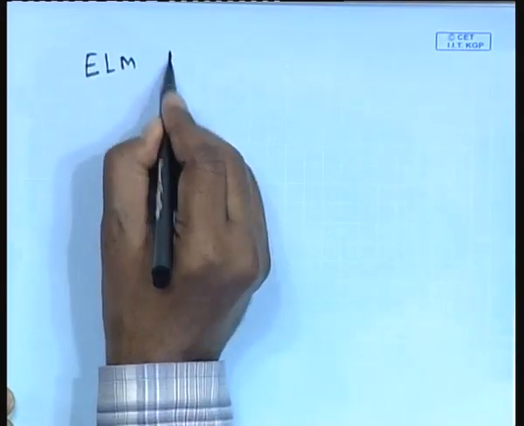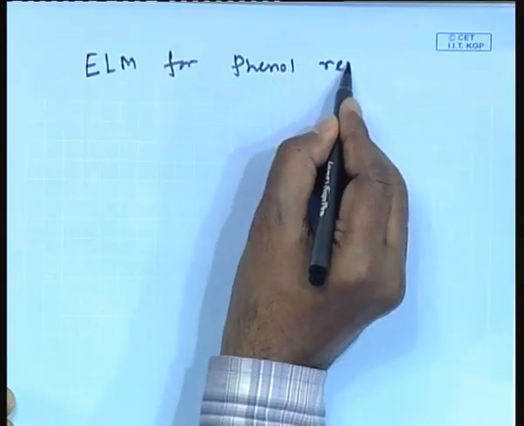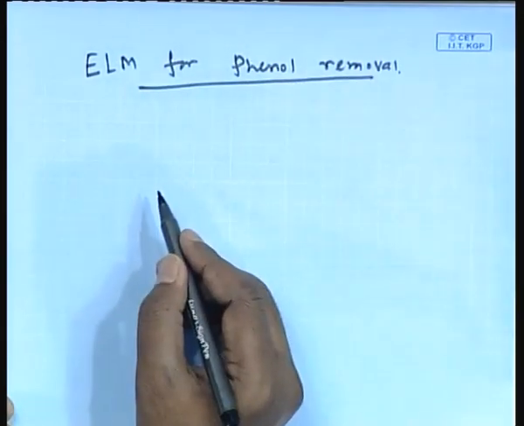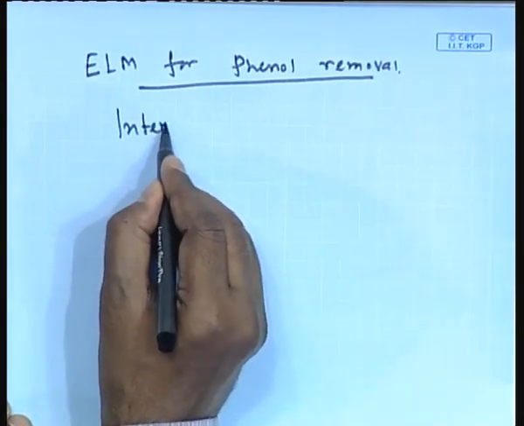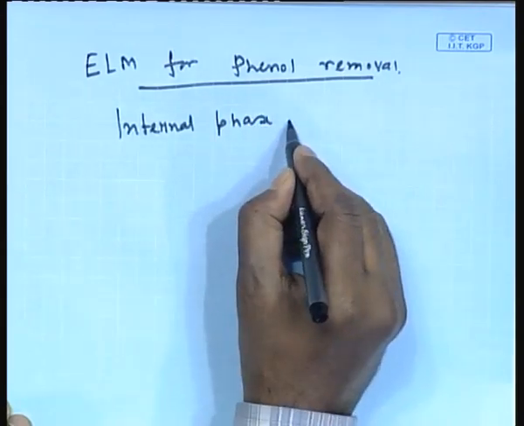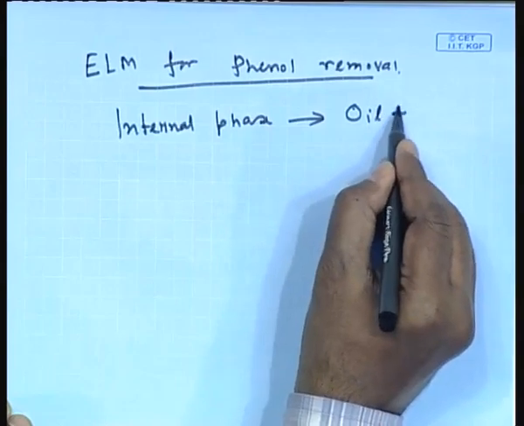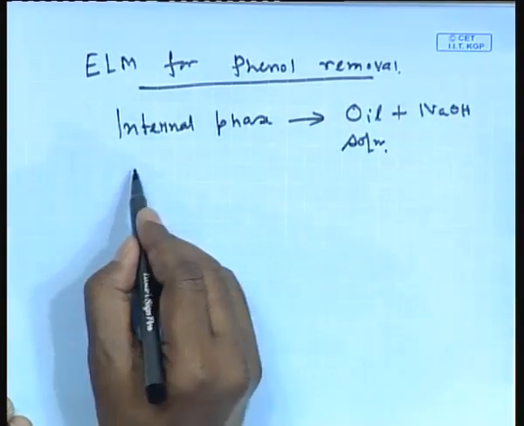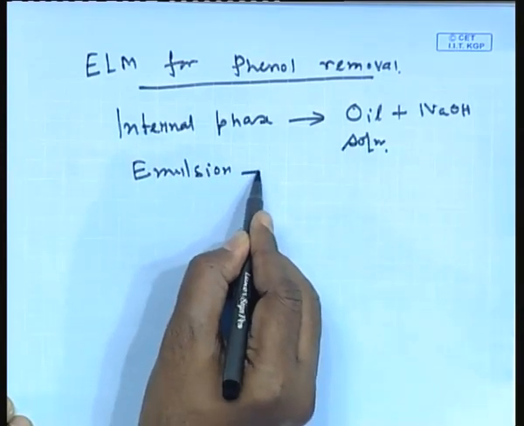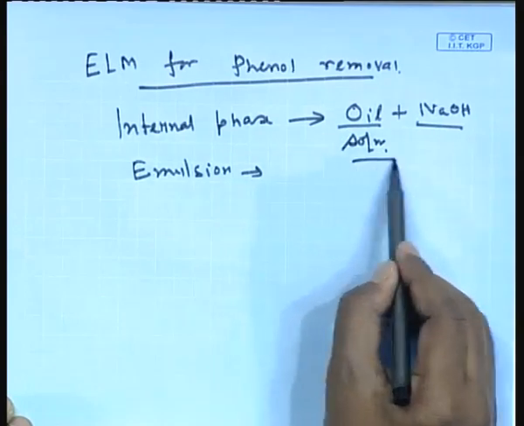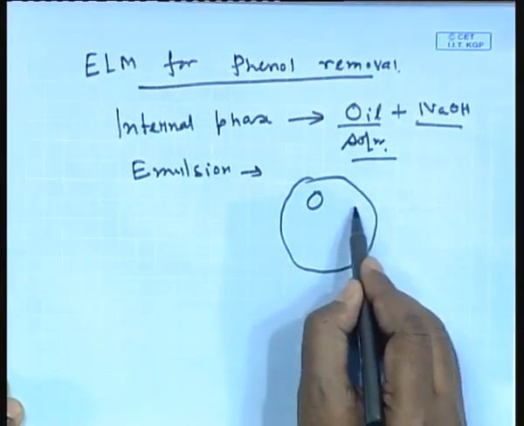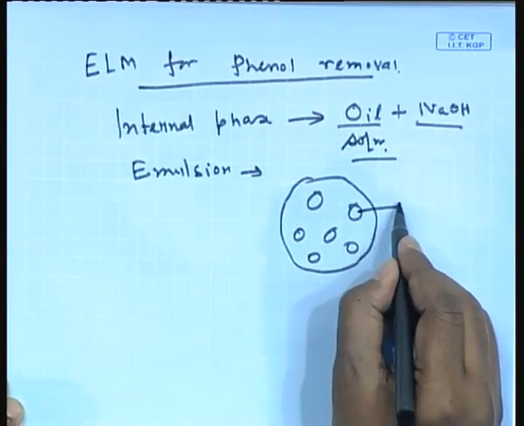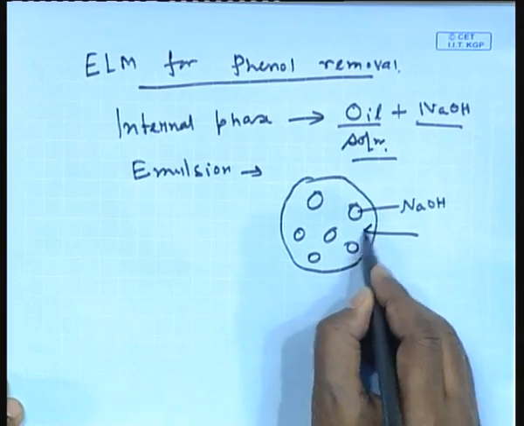Let us talk about one particular example, emulsion liquid membrane for phenol removal. Now, your internal phase will be basically produced by oil plus NaOH solution. You prepare the emulsion by adding a fixed volume of oil and a fixed volume of NaOH solution, and then under high stirring the emulsion will be prepared. The emulsion globule will be having various smaller spheres encapsulating the NaOH solution, and this will be the oil phase.